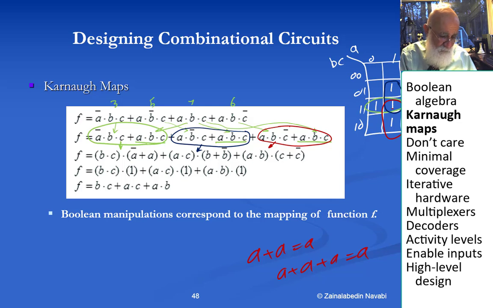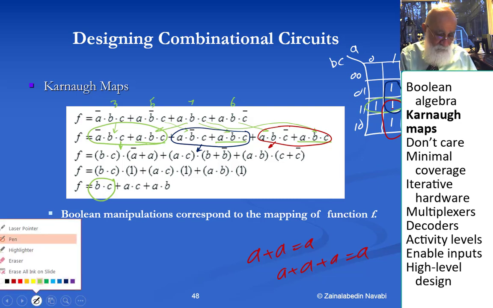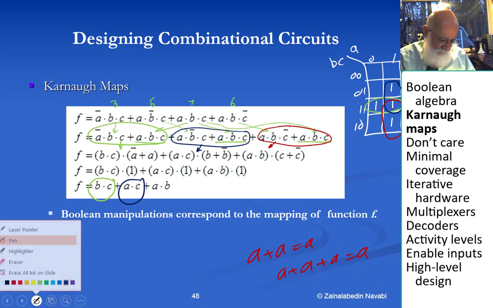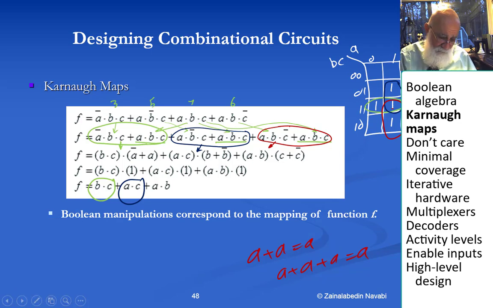This has been able to turn the green form into BC, because A or A bar, well, that's a 1. 1 drops, and therefore that turns into BC. The dark blue form turns into AC, and then the brown one turns into this. So that's what I'm saying.